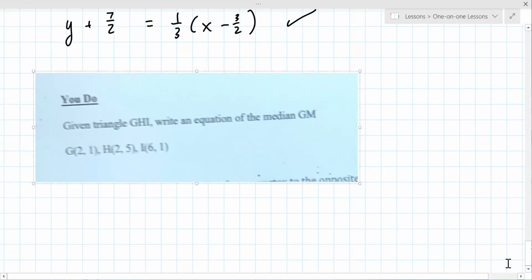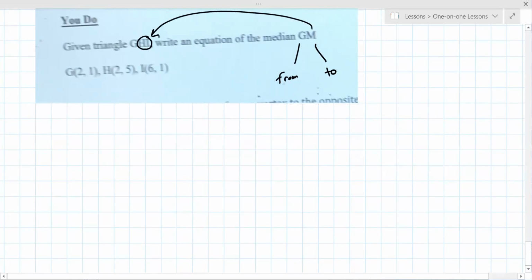Given triangle GHI, write an equation of the median GM. So that means it starts at G, and it's going to M. So M has to be between H and I. M has to be between those. Now, if you don't believe that, we're still going to graph it just because it's worth doing here.